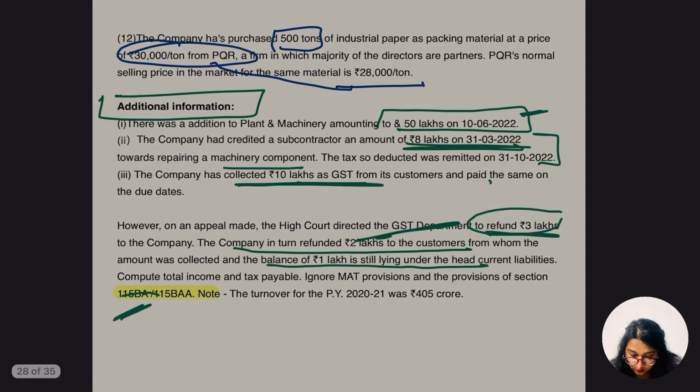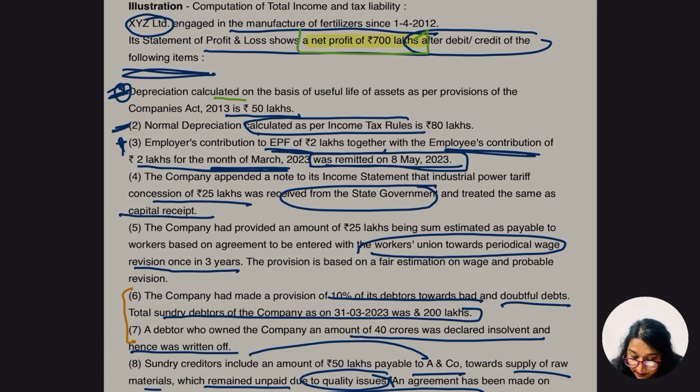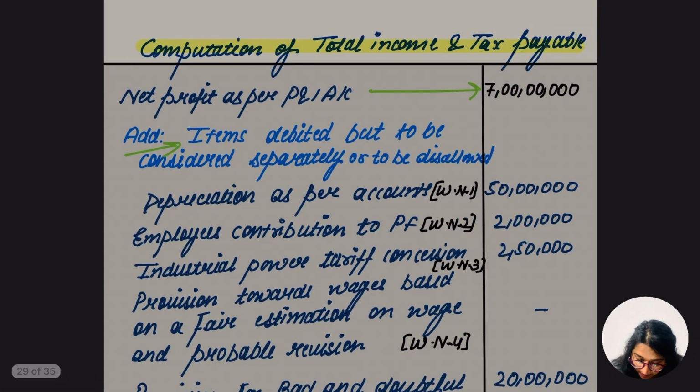As I told you, the very first point is depreciation calculated on the basis of useful life of the asset as per the provisions of the company, which is 50 lakh. So this part is going to be added back. This depreciation is to be added back. So we add back the depreciation as per the accounts.